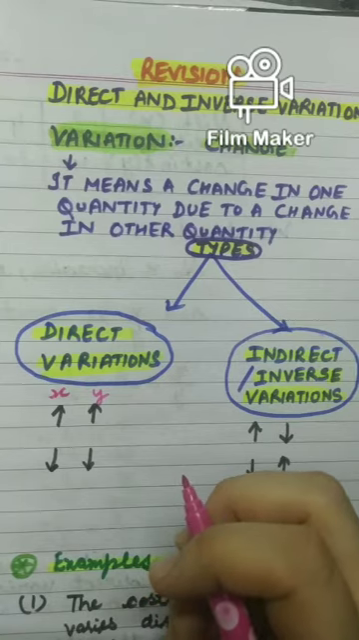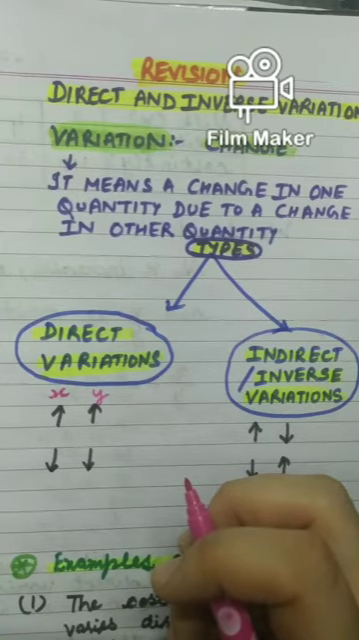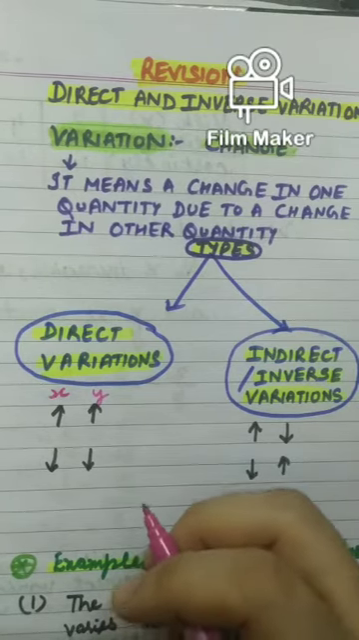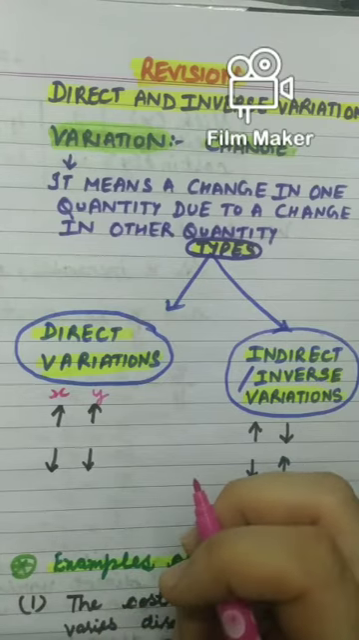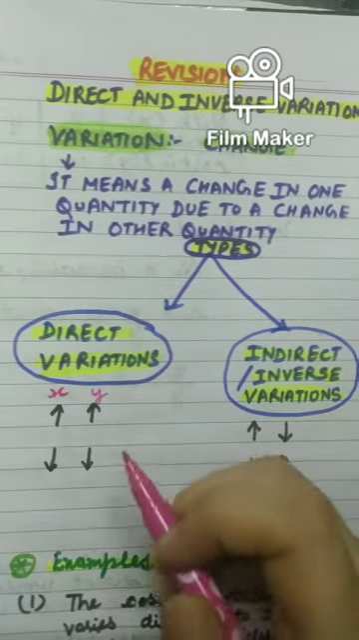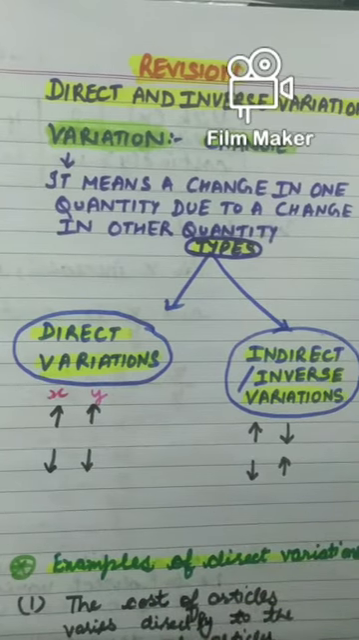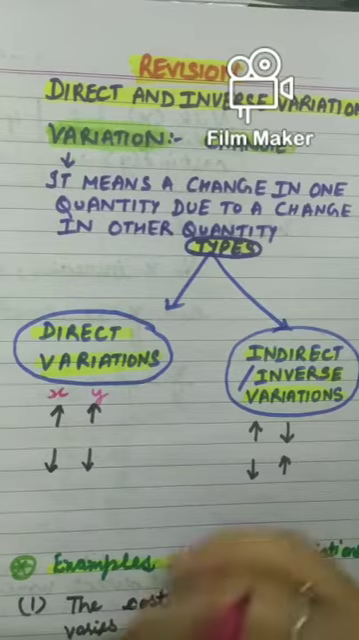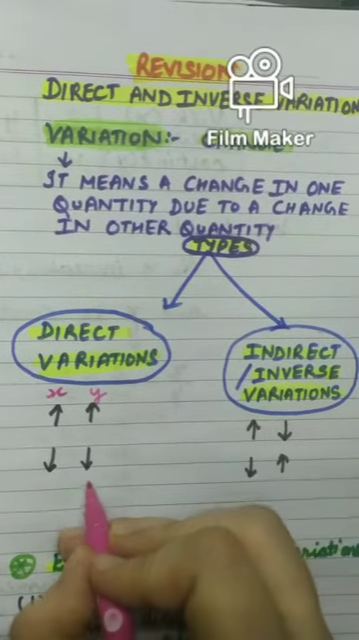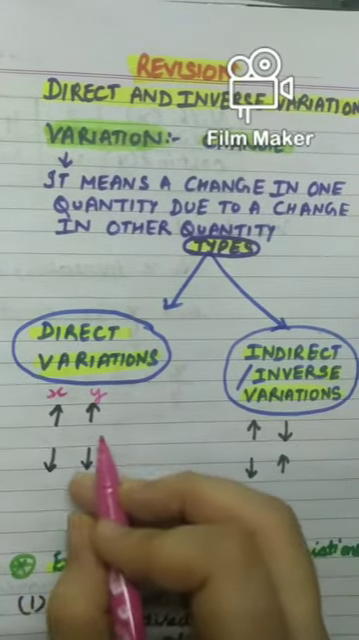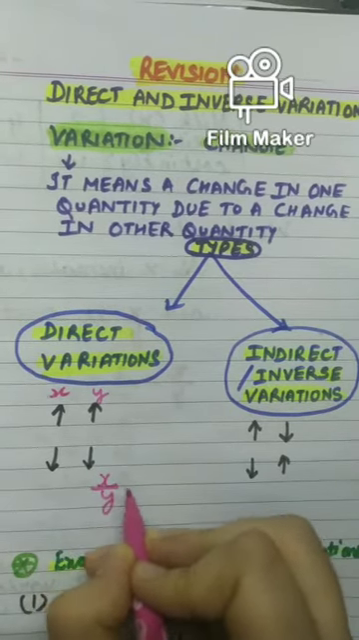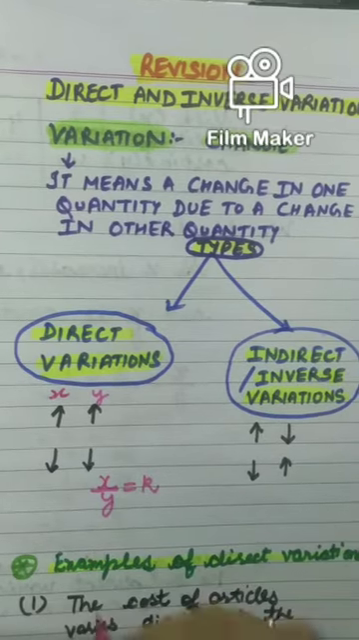Okay. Same way, I can say work done varies directly to the number of men at work. Means, if more men at work, more work will be done. If less men at work, less work will be done. Right? So, this is called direct variation. One more way I can say that two quantities are said to vary directly if the ratio of x upon y is constant. Constant can be any constant k.